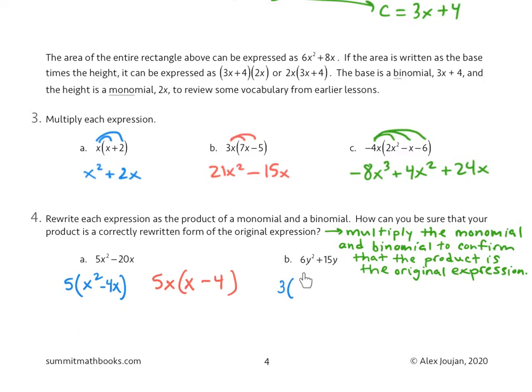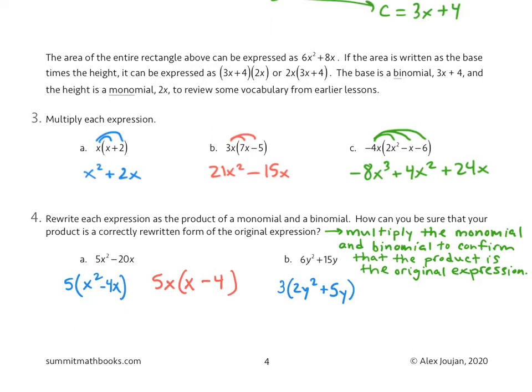3 times what equals 6y squared? 3 times 2 is 6. 3 times 2y squared would be 6y squared. And then we'll look at the 15y. 3 times what equals 15y? 3 times 5 equals 15, and it's plus 15, so this would be a plus 5. And then we need that to be 5y to make it 15y. So there's one possible product of a monomial and a binomial.